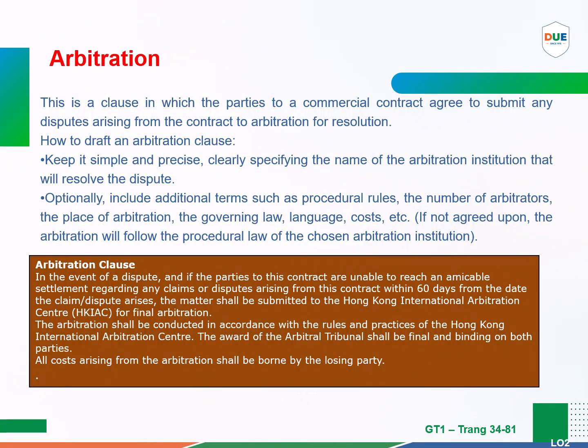In addition to the basic content, the parties may agree on other arbitration-related matters, such as the applicable procedural rules, the number of arbitrators, the place of arbitration, the governing law of the contract, the language of proceedings, and the allocation of arbitration costs. If the contract does not include specific agreements on these matters, dispute resolution will follow the procedural rules of the chosen arbitration institution.